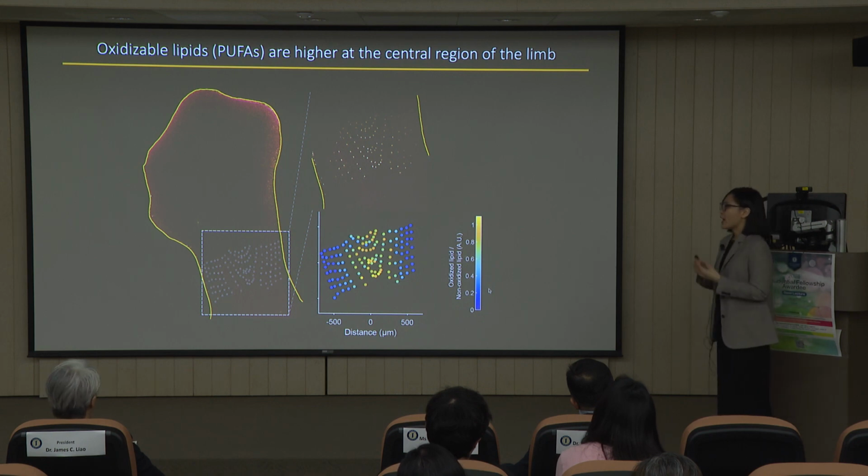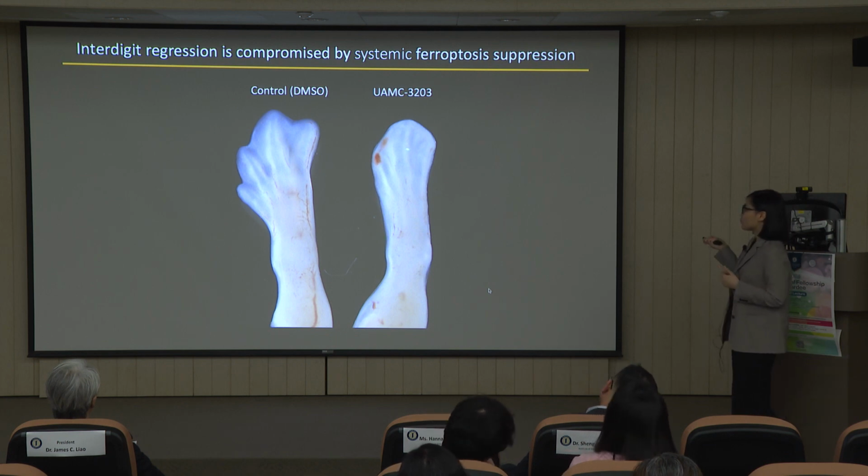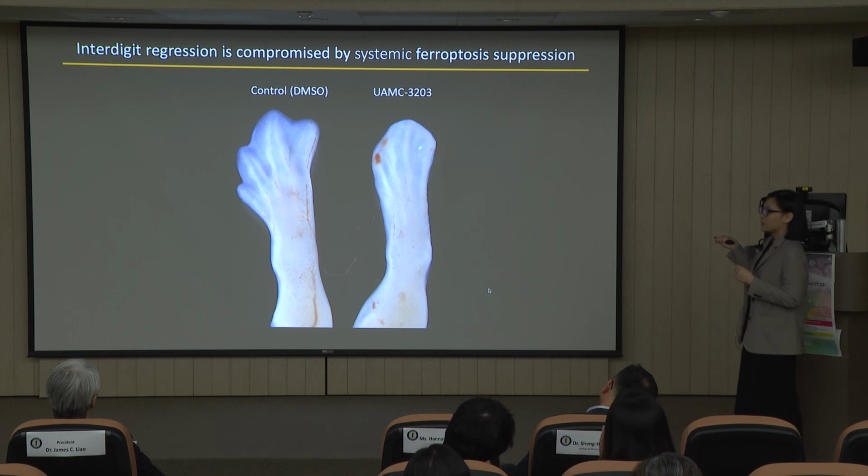And furthermore, I assayed for the functional significance of ferroptosis during limb development by in ovo injection of ferroptosis inhibitor. One striking phenotype I observed is a compromise in interdigit regression as compared to the untreated control limb. The ferroptosis inhibitor-treated embryos show these tightly joined digits.